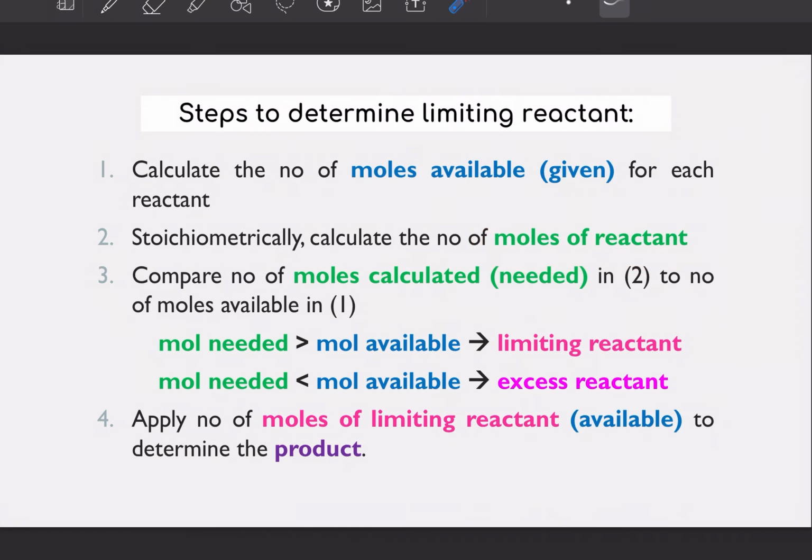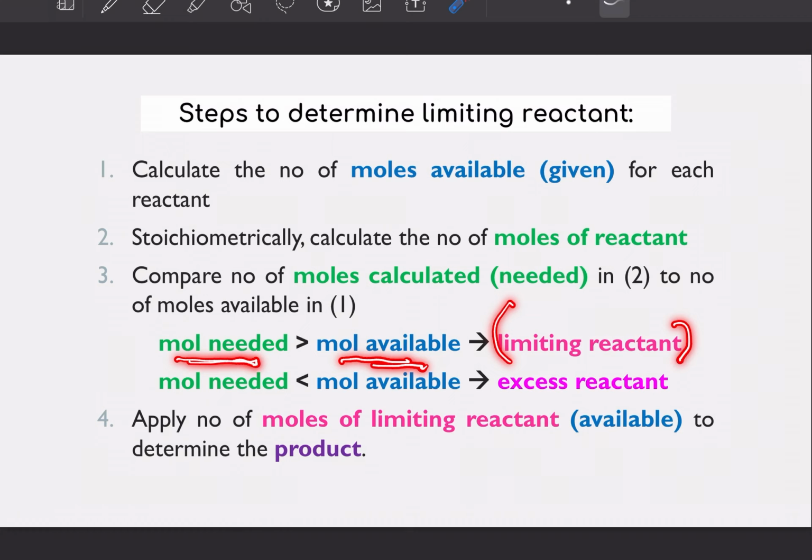Third step, you're going to compare the number of moles calculated as needed to the number of moles available. So yang ni yang tadi given atau available, and this one is needed. So kita akan compare. Kalau the mole needed, yang warna hijau tu, is more than the number of moles available or given, that means that reactant tu adalah limiting reactant.